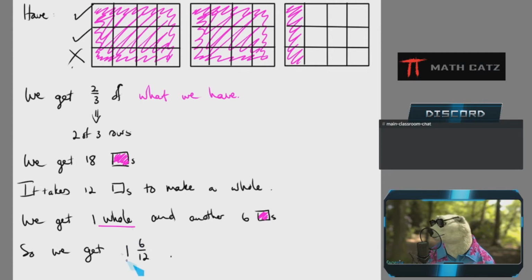There's nothing wrong with this fraction. 6 over 12 is a perfectly good fraction. I'm not going to discriminate against fractions. There's nothing wrong with this fraction. I do not want to see a simplified answer here. That is not the point.